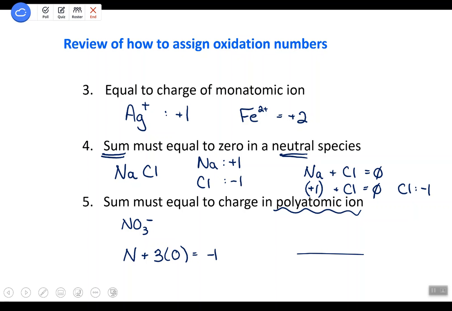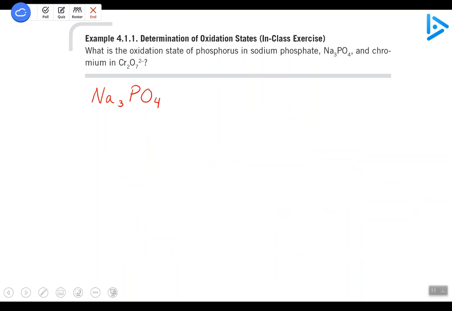So let's have some practice assigning oxidation numbers. What is the oxidation number of phosphorus in sodium phosphate? That's what we're going to start with. Well, I can see I have a variety of atoms in this compound, and I'm going to apply the rules in order. I need to figure out the oxidation number of sodium, oxygen, and phosphorus. According to rule 2b, alkali metals have a +1 oxidation number. So therefore, sodium must be +1.